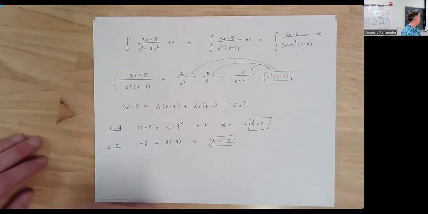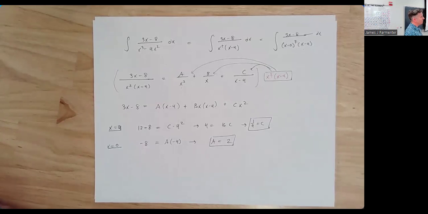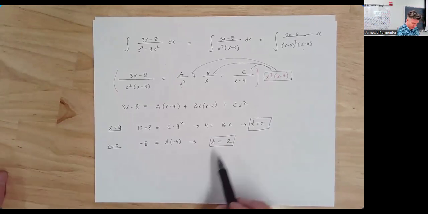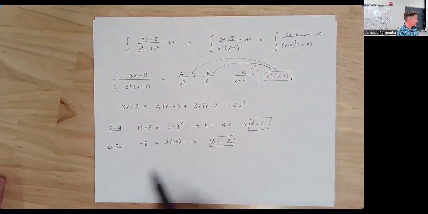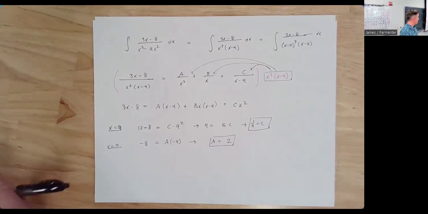And then you might notice I've run out of convenient values. There's a couple ways to go about this. Specifically, if you only have one thing left to find, you could make the choice that I don't like, which is just plugging in another value of x. So you plug in like x equal to 1, and then plug in a equal to 2 and c equal to 1/4, and then solve for b. But that's not what I would recommend. What I would recommend is the usual idea of equating coefficients.